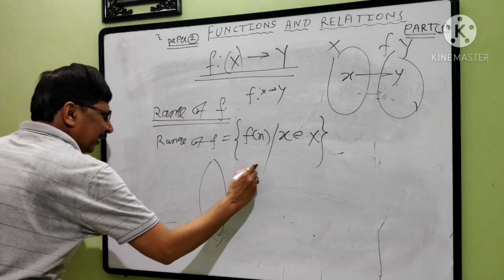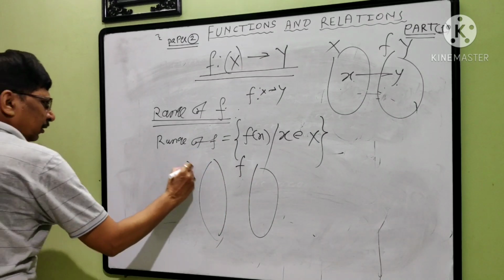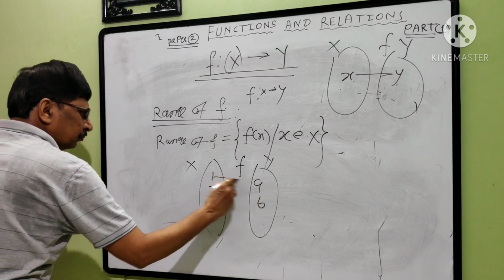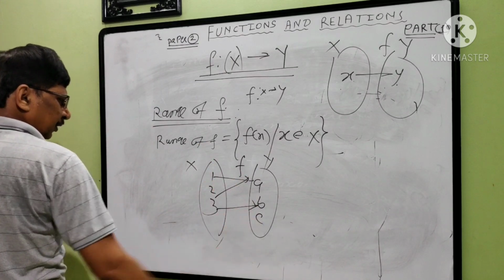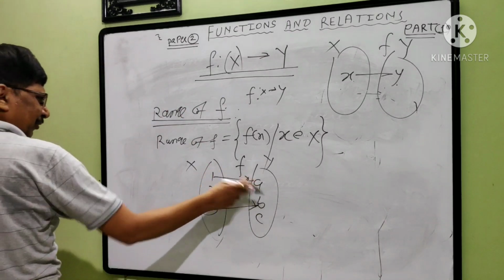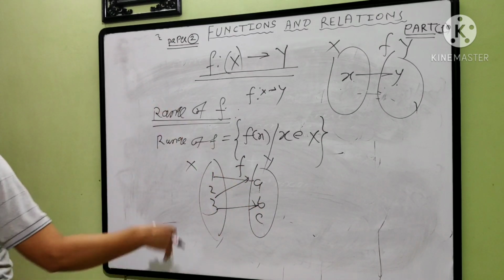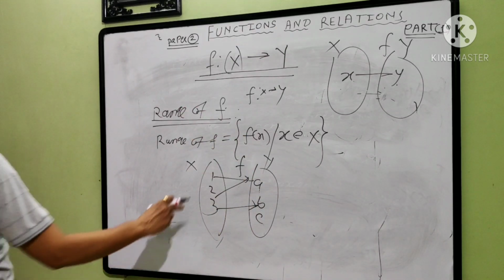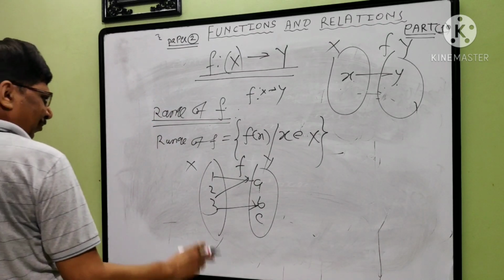Now range of f is the set of all f of x. Now take an example again. Suppose f is a function from set X to Y. 1, 2, 3. A, B. This is a function, because each element is related and it is related to a unique element. 1 is related to a unique element, 2 is related to a unique element, 3 is related to a unique element. All elements of X are related, and each is related to a unique element. Means for every x belonging to X, there is a unique y belonging to Y such that f of x is y.